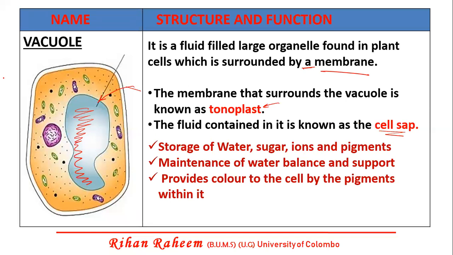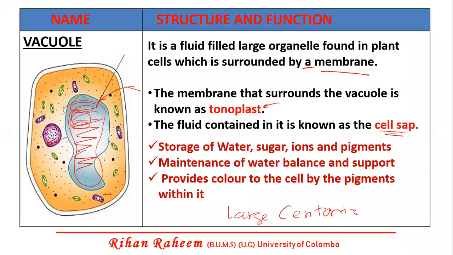When you look at the plant cell, the large center portion is occupied by the vacuole. Large center. That's why the cytoplasm is pushed to the corners. That's why we said cytoplasm is peripheral. Peripheral means pushed towards the corner. The cytoplasm is pushed towards the corner. The nucleus is pushed towards the corner, because in a plant cell, the center is occupied by a large centralized vacuole. Understood?